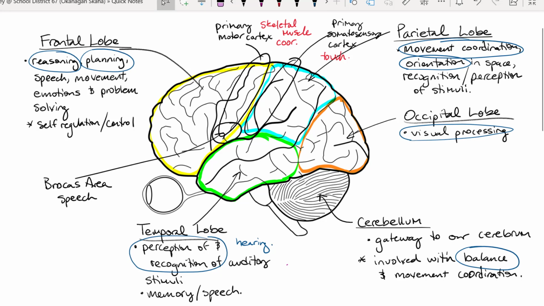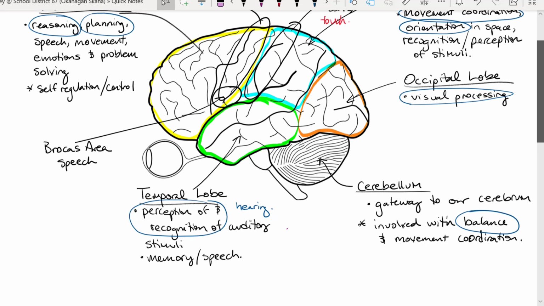Okay, so if you can remember those few points, you're going to be good to go. All right. Okay, so now what we're going to do is move on to some more anatomy parts, the actual areas of the brain, some little parts of it.